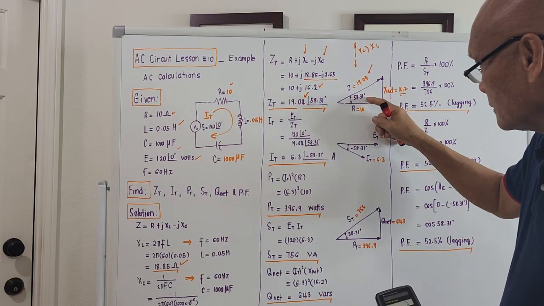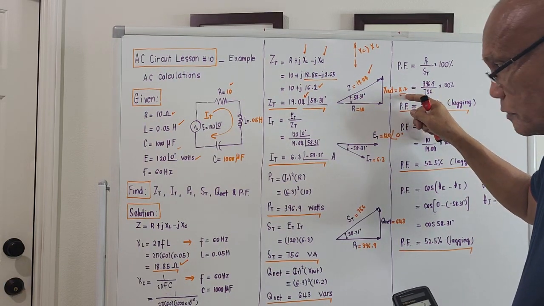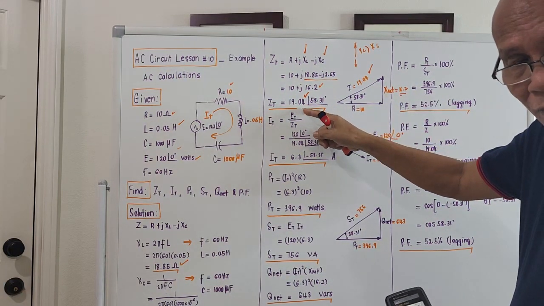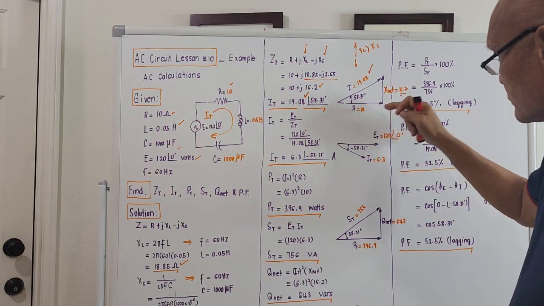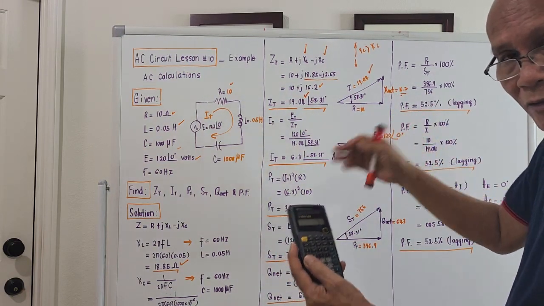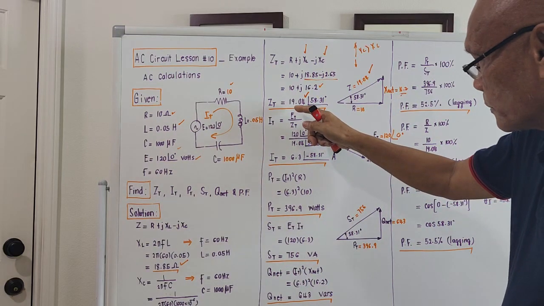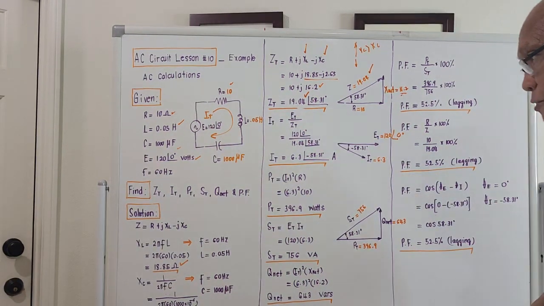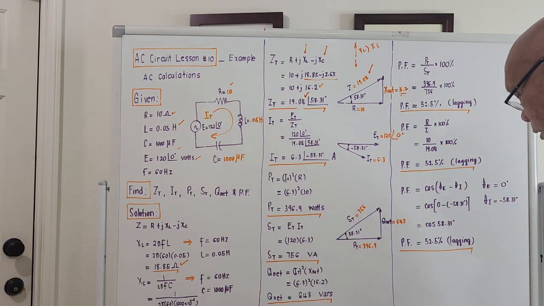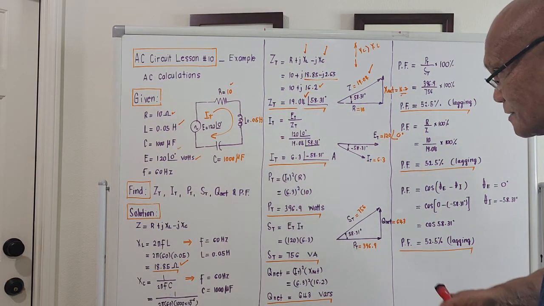Take again the sine, you divide that to the 16.2, again, it will be 19.04. Or you can use the Pythagorean, 10 square, 16.2 square, take the sum, then take the square root, what will come out will be 19.05 ohms. Okay, that's the three solutions on how to bring out the magnitude of the impedance.